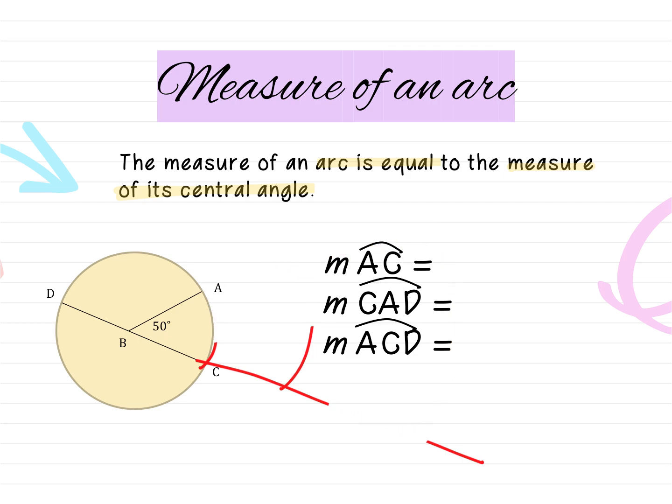So answering these questions, looking at the first one, it says arc AC. This is arc AC. Can someone tell me what is the measure of arc AC? I kind of said it. What is it? Good, it's going to be 50 degrees. Is that a major, minor, or semicircle? Minor. Good. This is a minor arc.